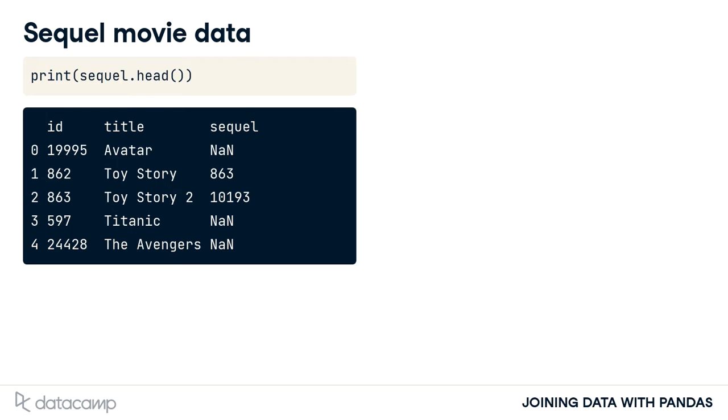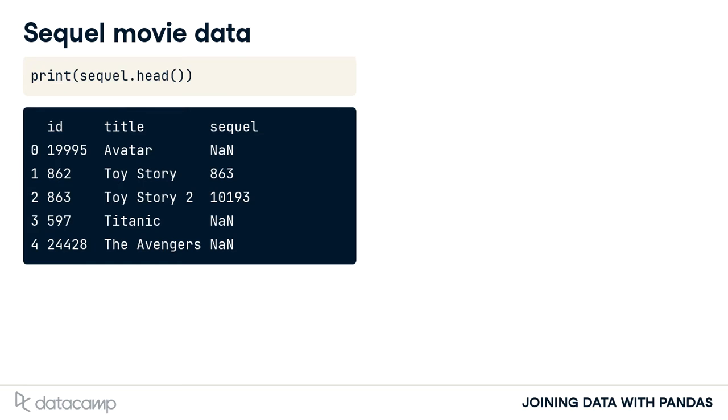The table shown here is called sequels and has three columns. It contains a column for movie ID, title, and sequel. The sequel number refers to the movie ID that is a sequel to the original movie.